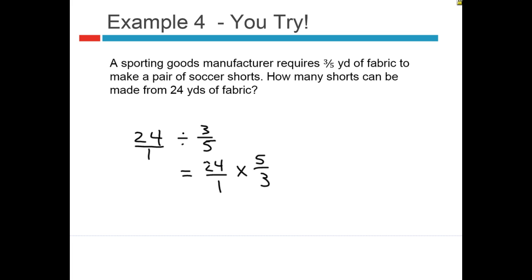Now again, we look to see if we can do some simplification before we multiply, and it does look like we can. 3 divides into 3 once. 3 also divides into 24 8 times. Now we multiply straight across. 8 times 5 is 40, and 1 times 1 gives us 1, which would simplify to just 40 pairs of shorts.